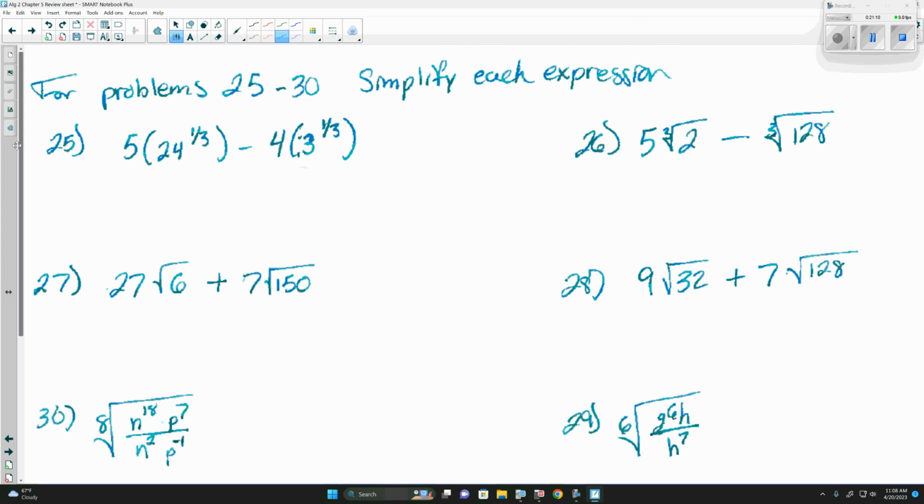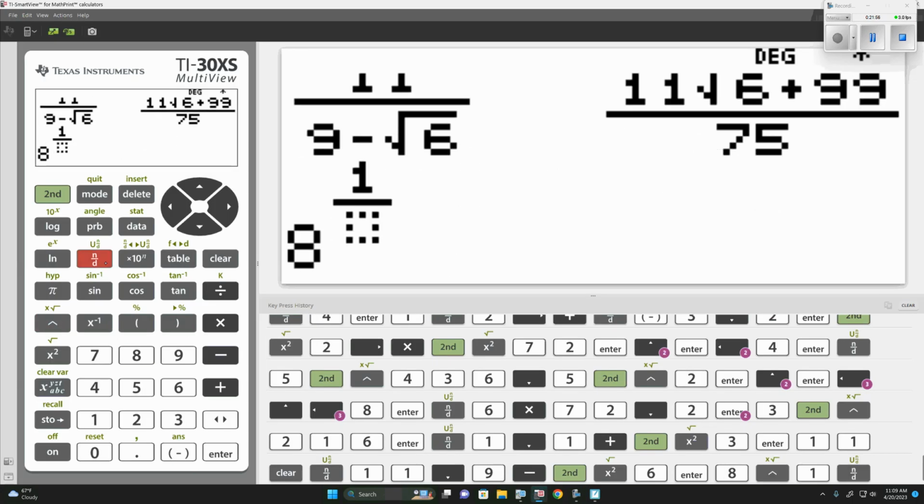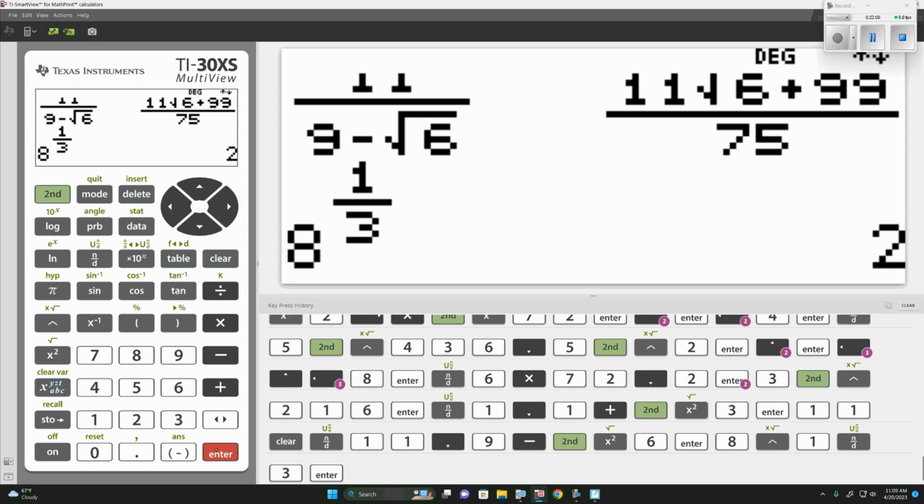25 through 30. Now 25 through 28, we need to get the terms that have the radicals or fractional exponents to be the same. So looking at the first one, we need both of these to be 3 to the 1/3. Now the second one is already 3 to the 1/3. So we need the first one to be written as 3 to the 1/3. But what times 3 is 24? Eight times 3 is 24, yes? Can we take the third root of 8, or 8 to the 1/3? Eight to the 1/3 is 2.